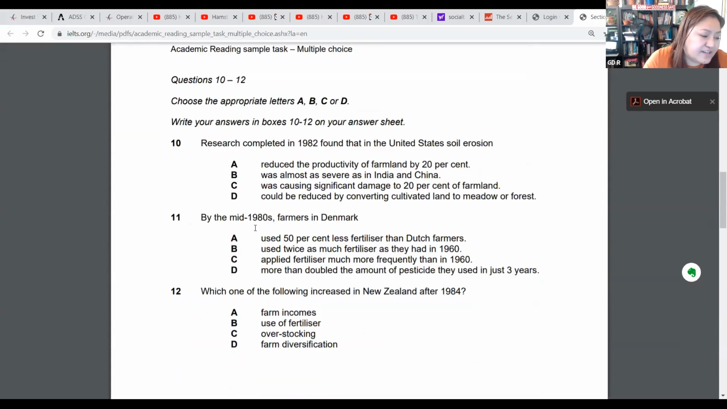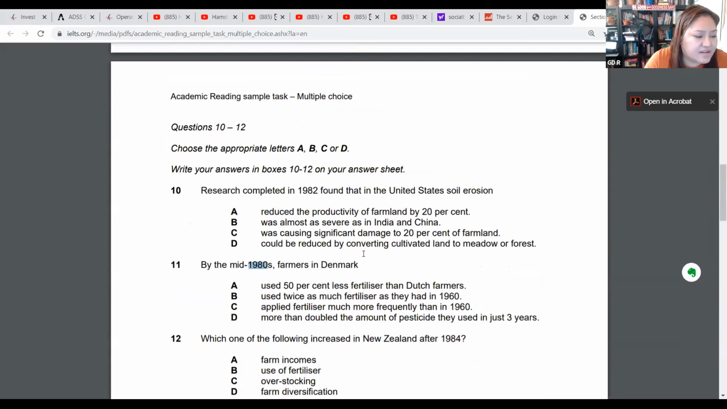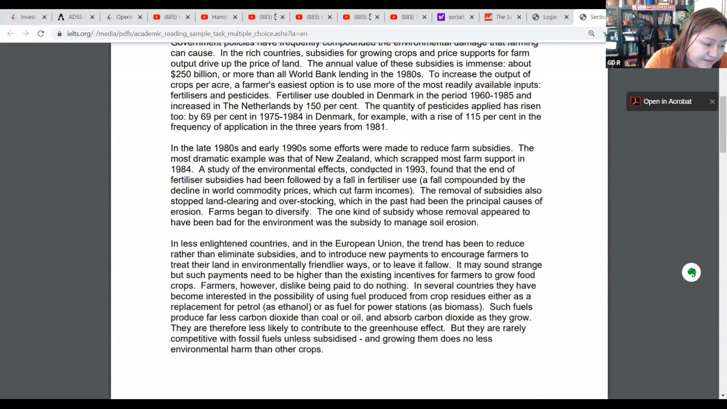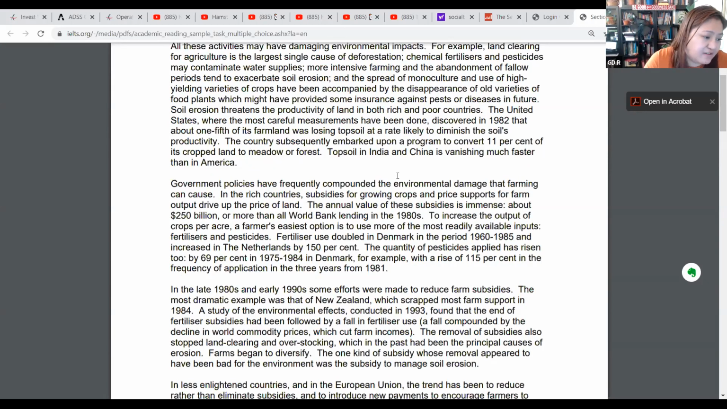Number 11, for example, this is the question. By the mid-1980s, farmers in Denmark: A, use 50%, B, use twice, C, and D. So again, you have to locate where you can find such information. Use these keywords, 80s and Denmark. If it's the second question, you can assume it's in the first paragraph or second paragraph.